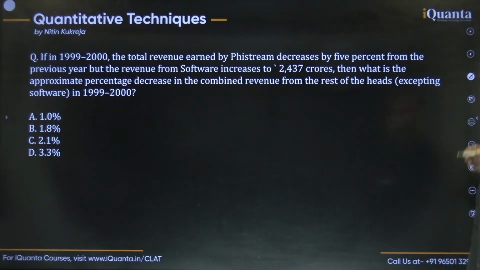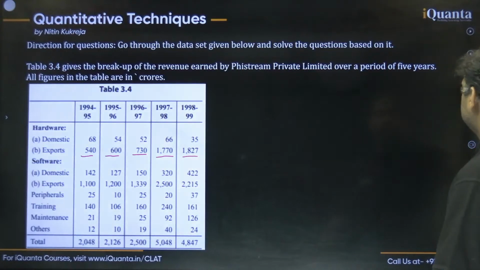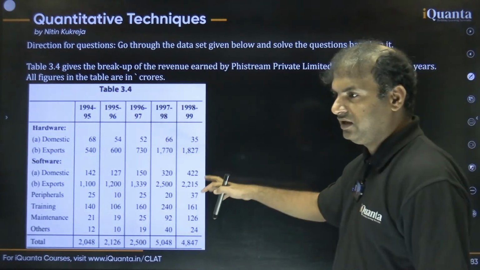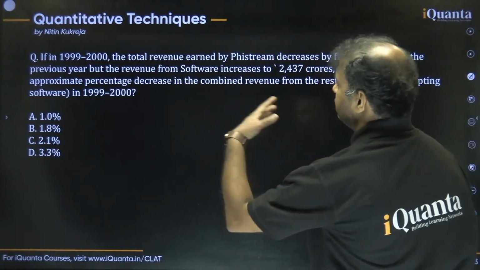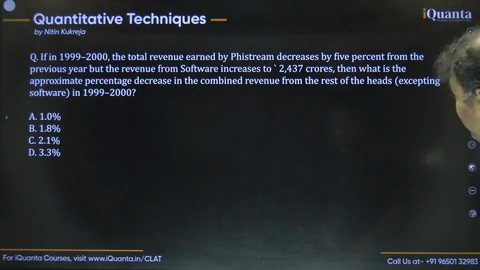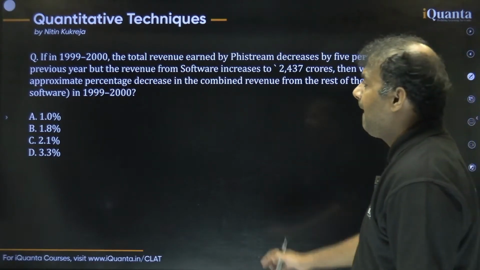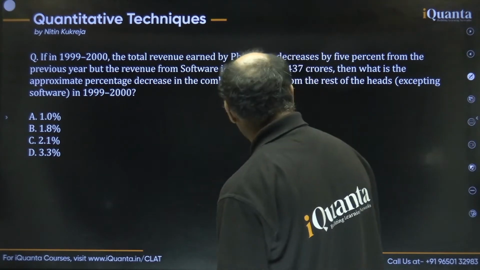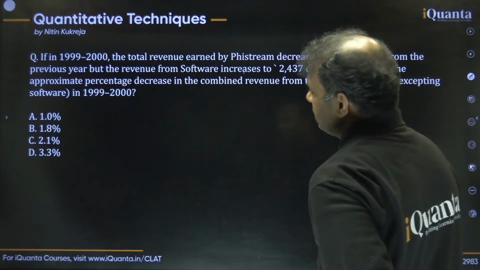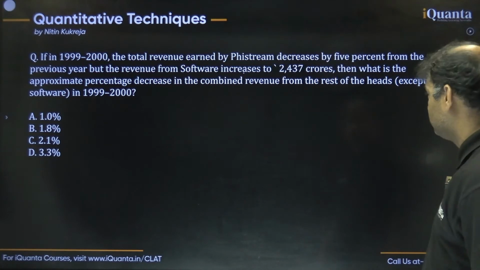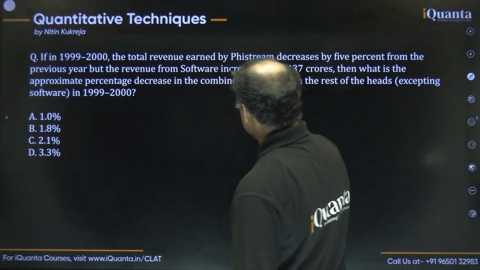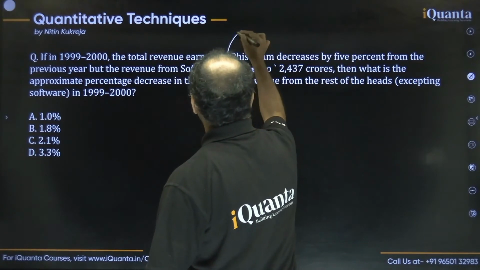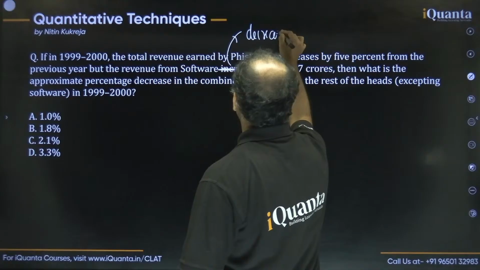Okay. First thing, the data which is given in the beginning, that is up to 98-99, right? But in this question, they are talking about 99-2000, right? So they are saying if in 99-2000, the total revenue earned by fee stream decreases by 5%, okay? The total revenue is decreasing by 5% from the previous year, right? But the revenue from software increases to this. And then what is the approximate percentage decrease in the combined revenue from the rest of the heads excepting the software? By the way, it's not increasing, it should be decreases, right? This is something wrong written by mistake. This should be decreases, number one thing.